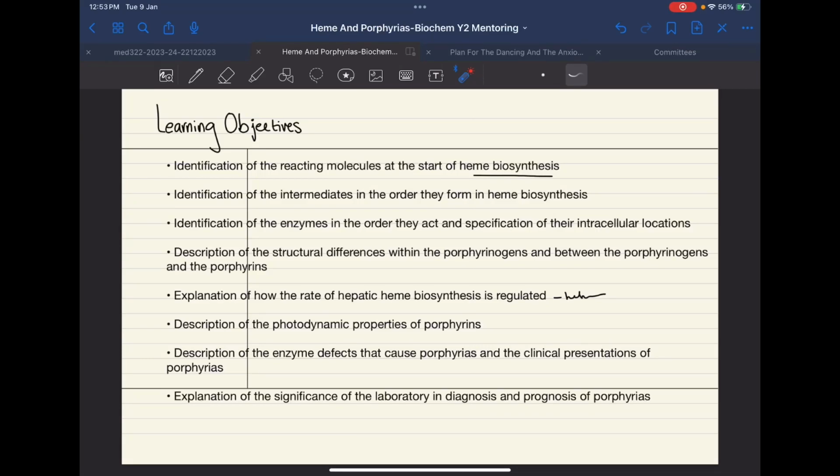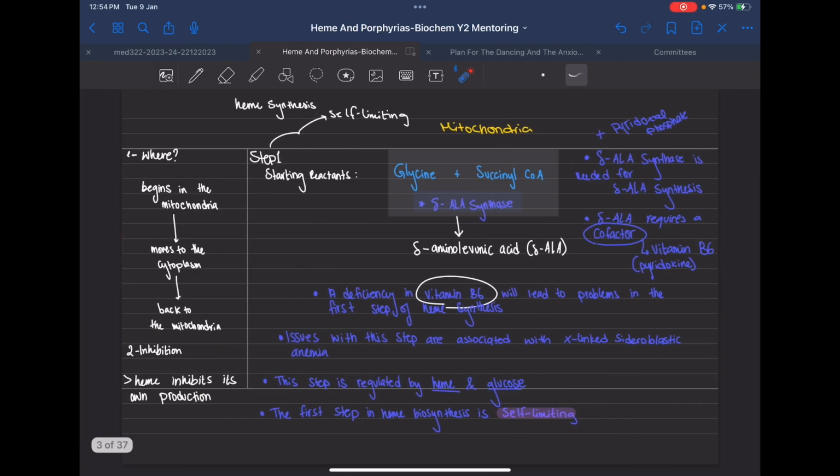Hey everyone, so today we're going to be going over heme and porphyrias. So before we start, I want you to take a look at the learning objectives that your professor gave you. These are really important and they really just show you where you should be focusing while you're going through your lecture. So after you've taken a look, I'm going to be explaining how I'm going to go about this.